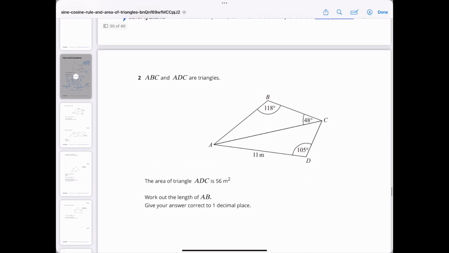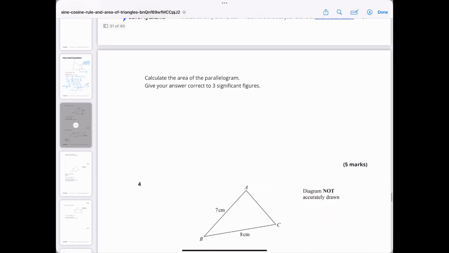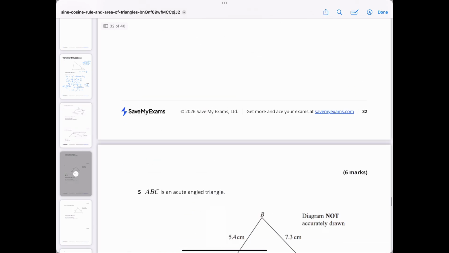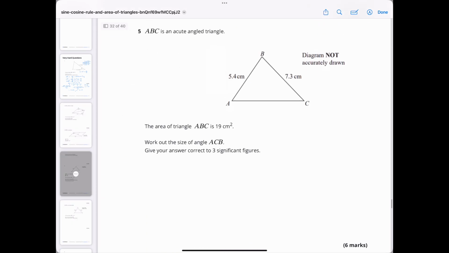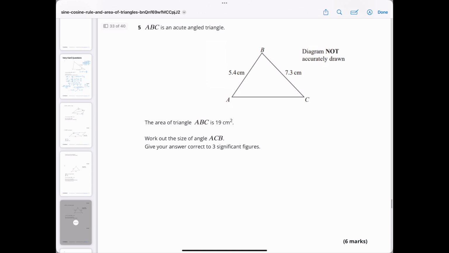Now, those look a bit boring. In fact, I checked them beforehand; they are actually acutely boring. Question 5: ABC is an acute angled triangle. The area is 19. Work out the size of ACB. This is only interesting because we're going to find this one first, aren't we?